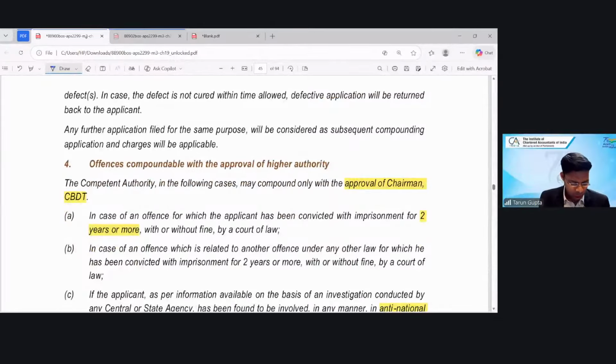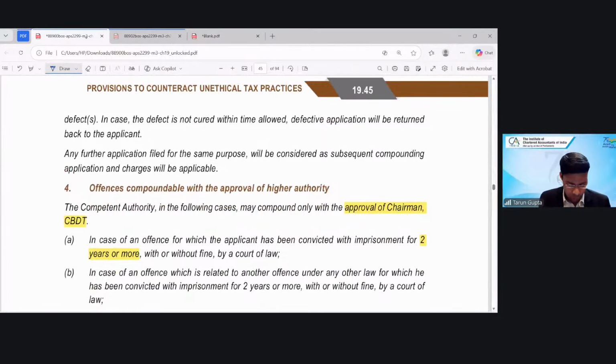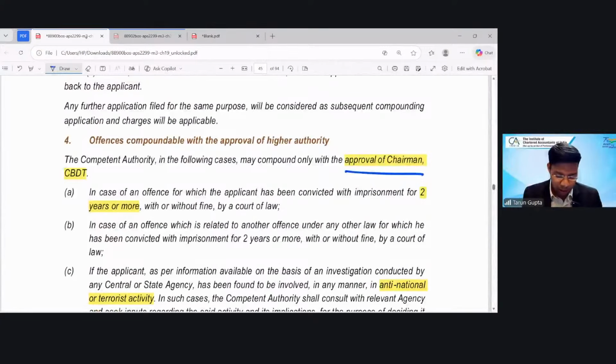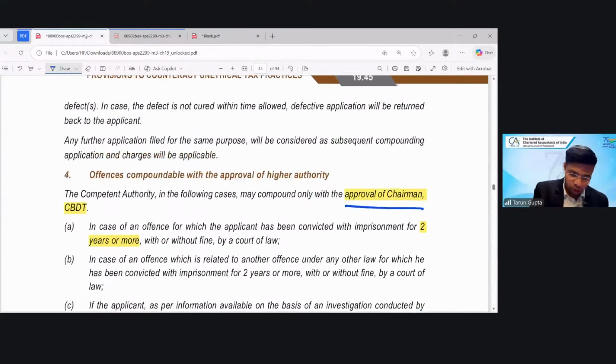Okay, so I told you the offense can be compounded only with the approval of the chairman, CBDT. When you need approval, the chief commissioner or the director general needs the approval of the chairman of CBDT in case of an offense for which the applicant is convicted with imprisonment for 2 years or more, that is, if the punishment for such offense is 2 years or more.